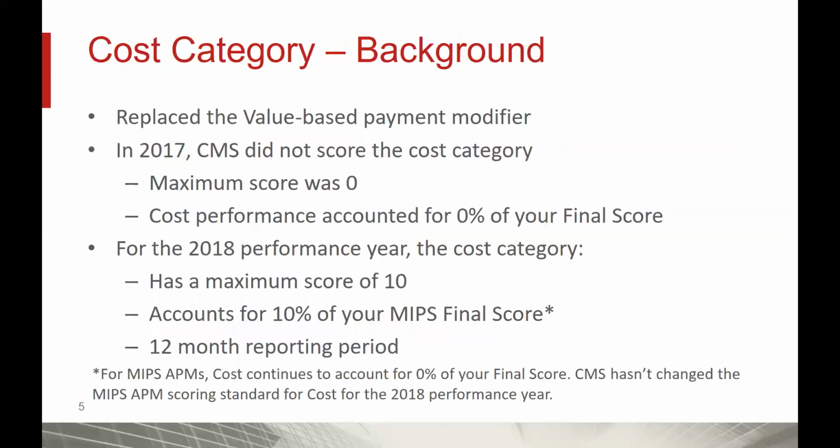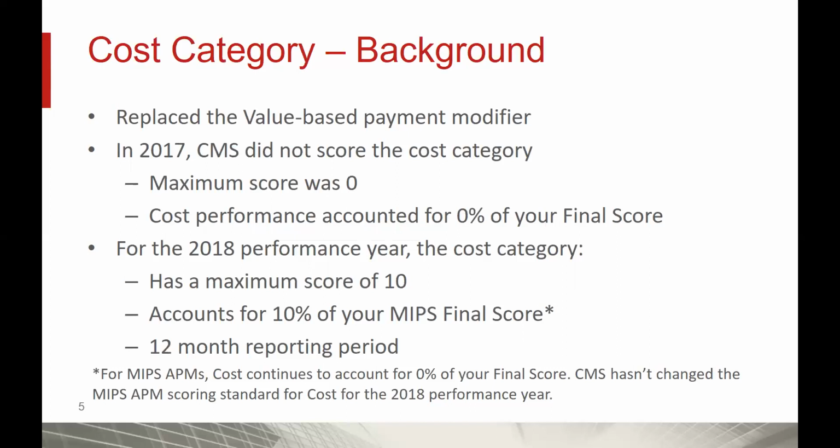So let's start out with some background on the cost category. You may be familiar with the value-based payment modifier program. The MIPS cost category is essentially replacing that particular program under PQRS. For performance year 2017, CMS did not score the cost category. Providers participating in MIPS in 2017 actually earned a score of 0. The cost performance accounted for 0% of your MIPS final score. So cost was not evaluated for the prior performance year.